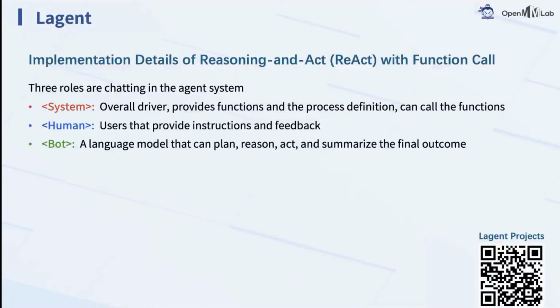Basically, there are three roles chatting in the agent system. The first is the system. Basically, it is the overall driver, which provides functions and the process definition, calls the functions and returns the function results to the model. This is defined by us. The human is the user who provides instructions or some feedback to the model. And the bot is the language model that can plan, reason, act, and summarize the final outcome.